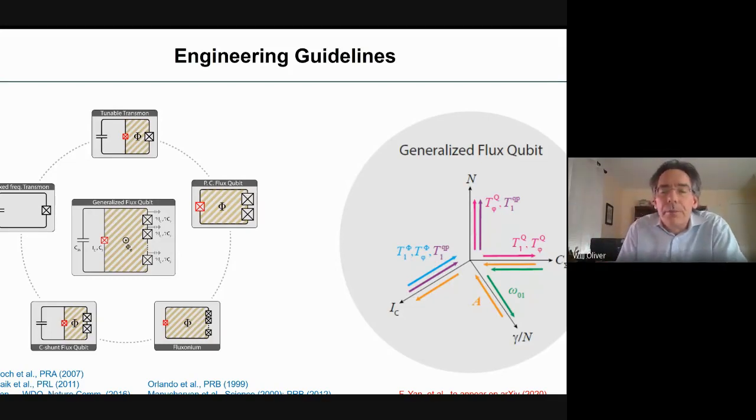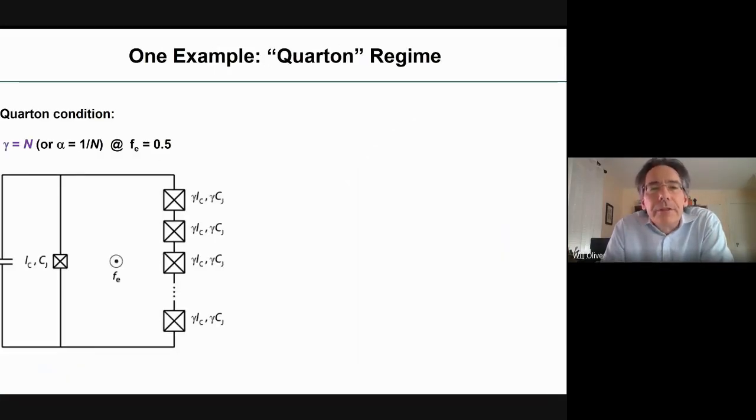So I won't read through them all, but we're about to put this paper on the archive. And again, these are guidelines. It's not set in stone, and of course you have to simulate everything, but just to get an idea. And so based on this, one example that we decided to explore is something that Fei called the quarton.